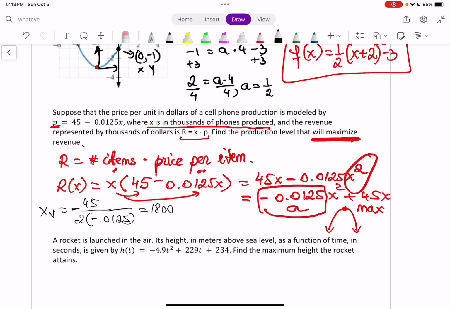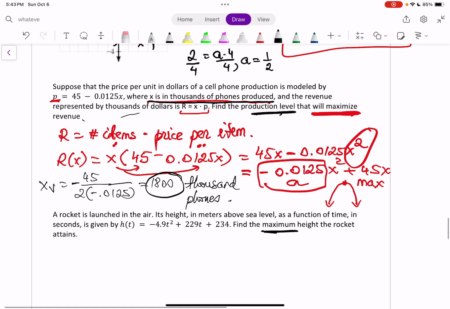Now, what we're interested in is to find the production level that will maximize revenue. We didn't ask for the maximum revenue. It's just the x-coordinate of the vertex. So x is in thousands of phones produced. So produce 1,800,000 phones, and that's where you'll get your maximum revenue. Okay, that's it. So we'll try a couple more.